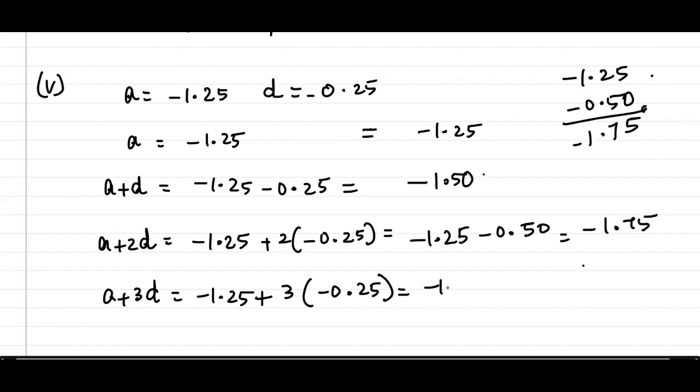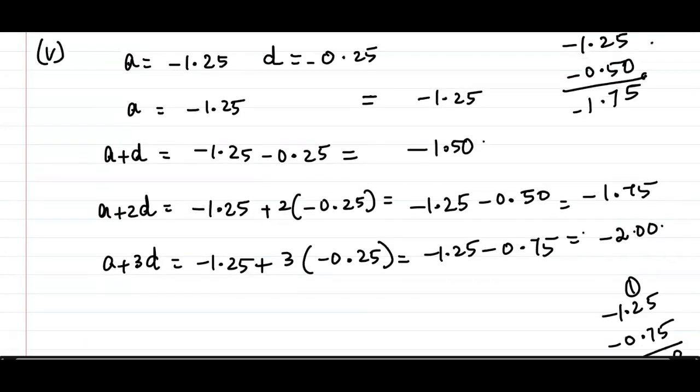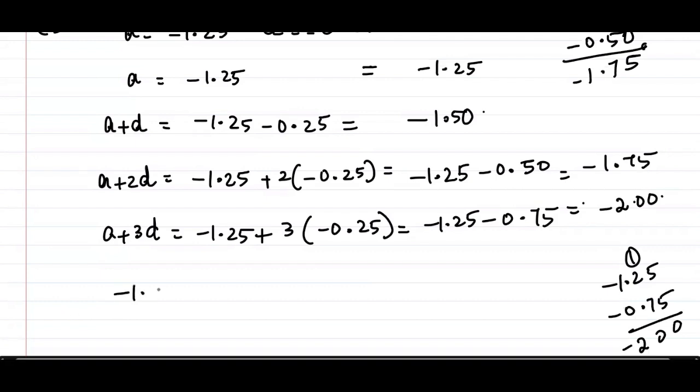Again, for the fourth one, it will be minus 1.25 plus 3 times, so that will become minus 0.75. So if you add, minus 1.25, then minus 0.75, 10 carry 1, 9, 10 carry 1, that will become negative 2. So answer is negative 2.0. So here the AP series will be minus 1.25, okay? Then minus 1.50, then minus 1.75, then minus 2.00, and so on.